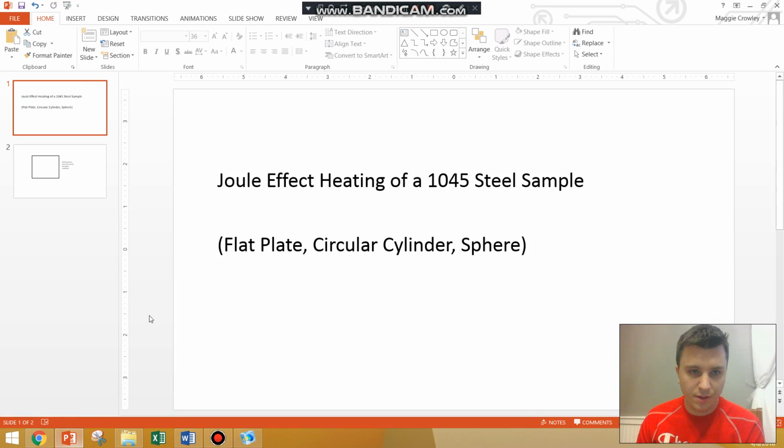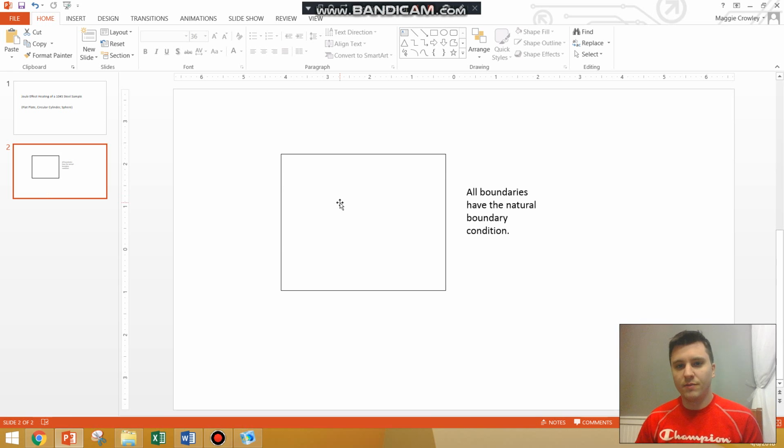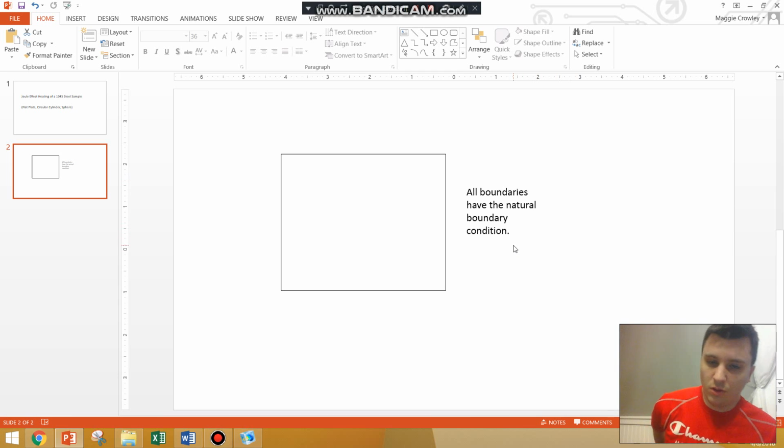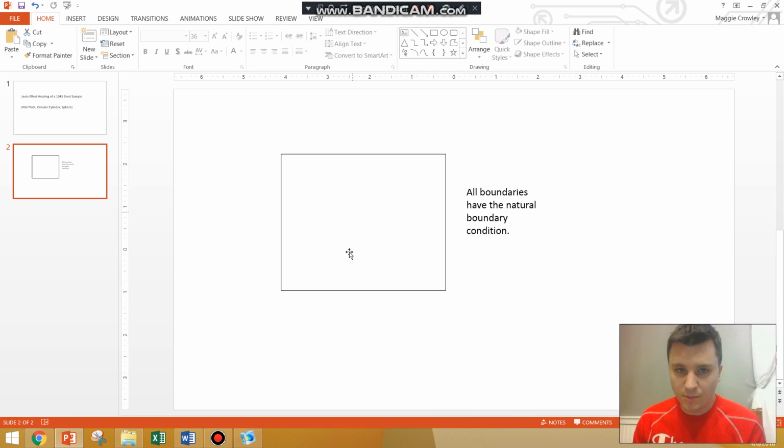So I'm going to start with the flat plate, and rather than having each one of these boundary conditions insulated, they're going to all have natural boundary conditions. And then the goal of this is to show that the temperature in the center of the plate is obviously going to be somewhere near maximum, and that on the walls you have temperatures that are slightly lower. So that's my plan going forward, but I feel like I've made good progress this week, and I look forward to figuring out what I'm going to do next week.